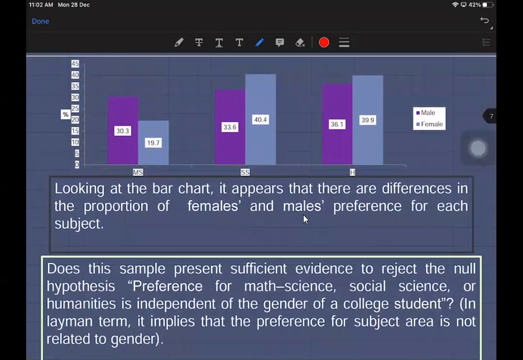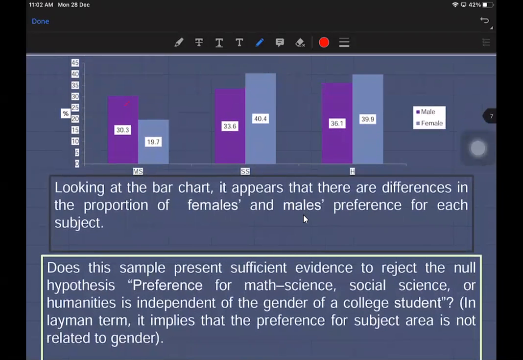So this bar graph is a descriptive statistic. Looking at the bar graph, it appears that there are differences. If you look at math science, male is higher. If you look at social science, female is higher. If you look at humanities, female is higher. So there are differences in the proportion of females and males preference for each subject. Does this sample present sufficient evidence to reject our null hypothesis?